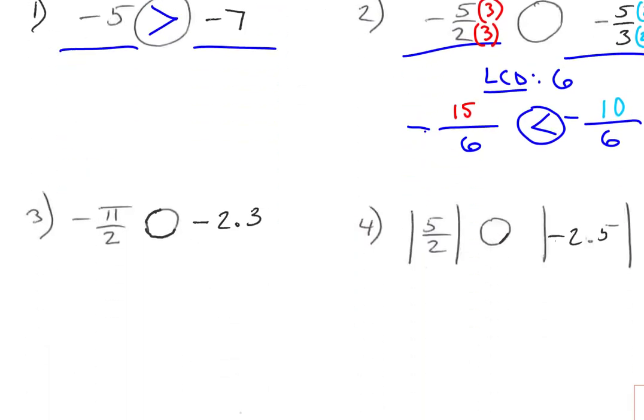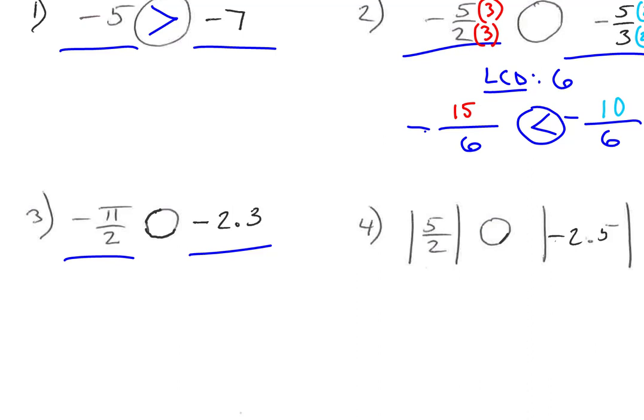Moving on to some others, our third example reads, we're comparing -π/2. We're using this Greek symbol pi here, which represents a common number. You could approximate it with 3.14. You might have seen that in the past. So we're comparing -π/2 with -2.3. Now we're doing the same kind of thing where we're looking for the bigger number or smaller, or maybe they're equal, and we want to let the alligator eat the bigger one.